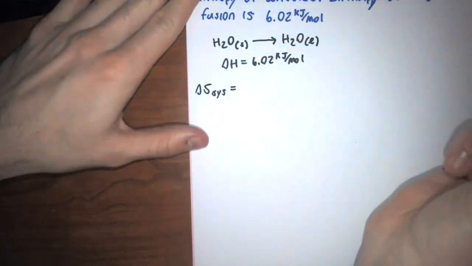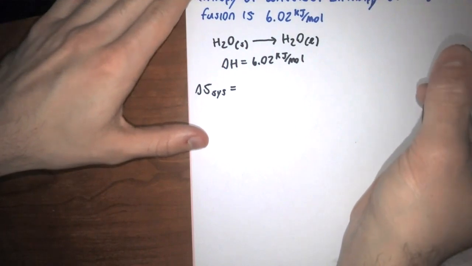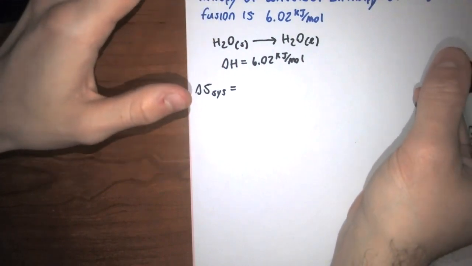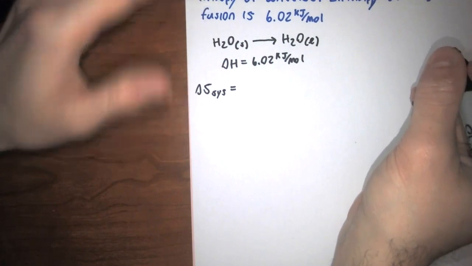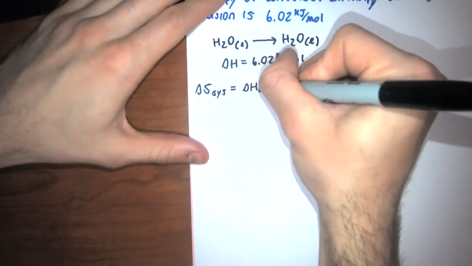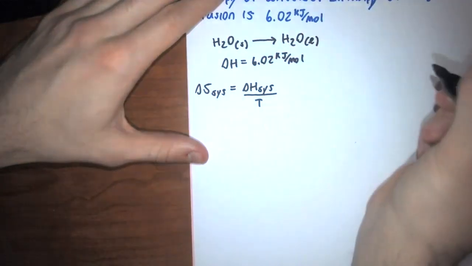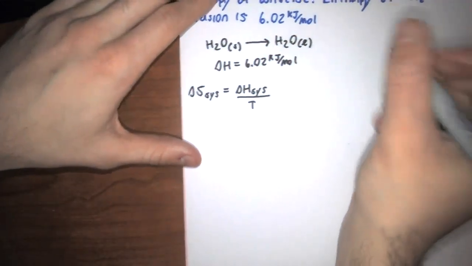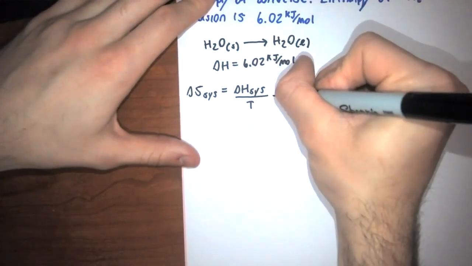Usually I find it to be easier to look at the system first. So we know delta S is equal to delta H over T. Let's write that down. Delta S is equal to delta H of the system over temperature. Well, let's go ahead and start thinking about what we're given.